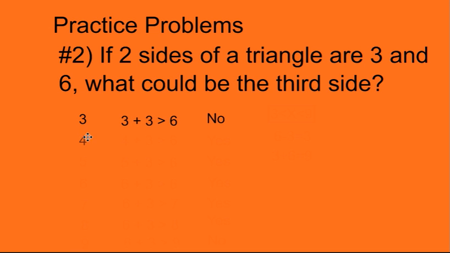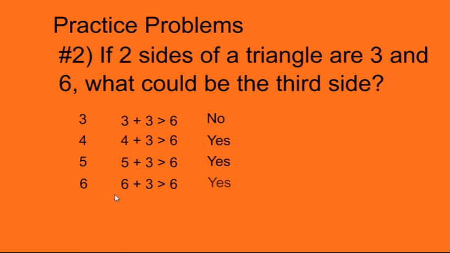Well, let's try 4. Is 4 plus 3 bigger than 6? Yes, 7 is bigger than 6, so 4 could be a side. Let's try 5. 5 plus 3 is bigger than 6, so that is also true. 5 could be a side. 6 plus 3 is bigger than 6, so that could also be a side. Now here's where it gets a little different. What if I wanted to use 7?